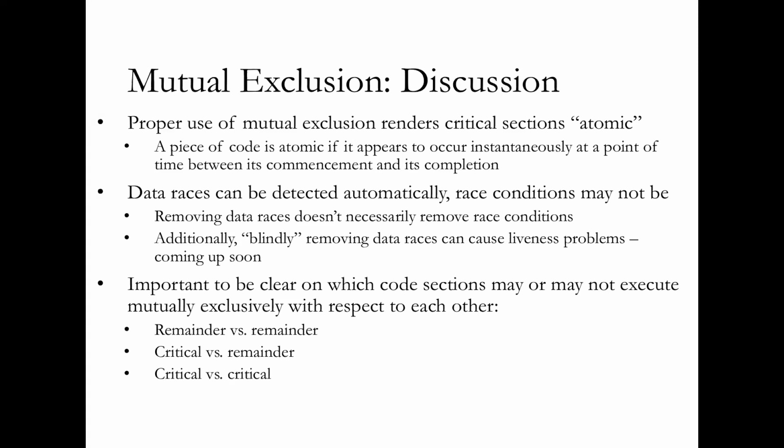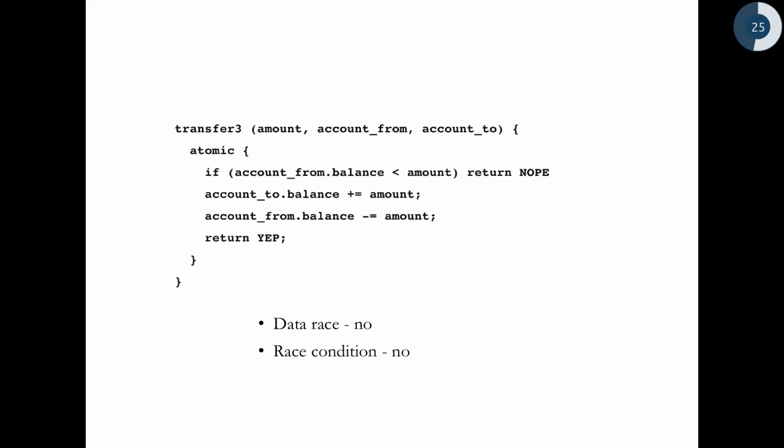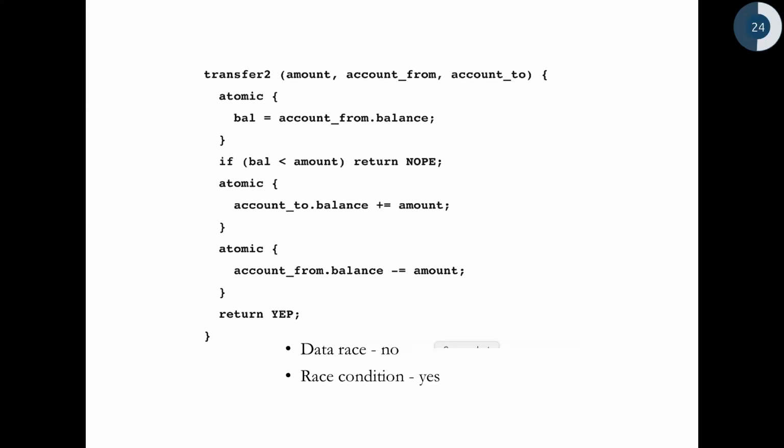Just because you remove a data race doesn't necessarily mean that you removed the race condition. The example for this is, let's go back to this one. When we had no data race but still a race condition, we effectively created three critical sections. It seems like we don't have any data race. We don't access any of these variables outside of the critical sections, but still there is a race condition. The algorithm is still incorrect, and it's still possible that you will end up with a negative balance.